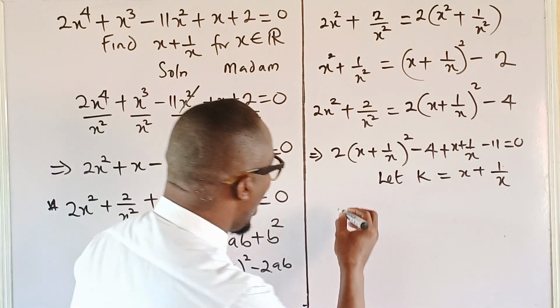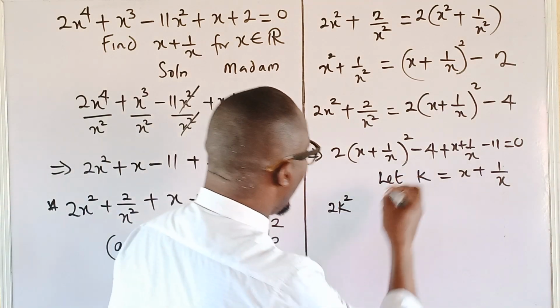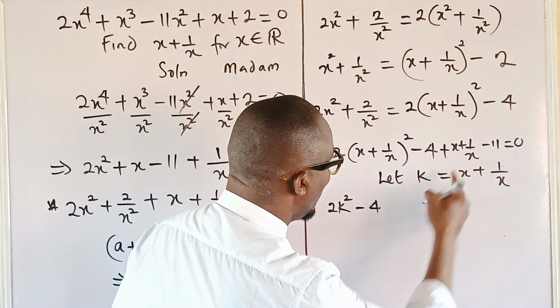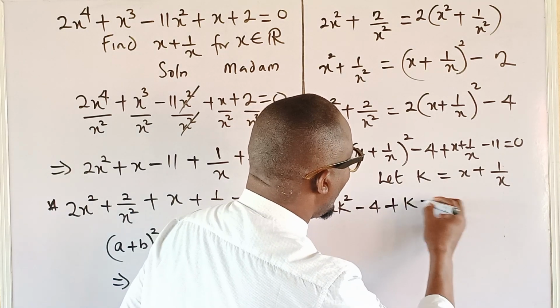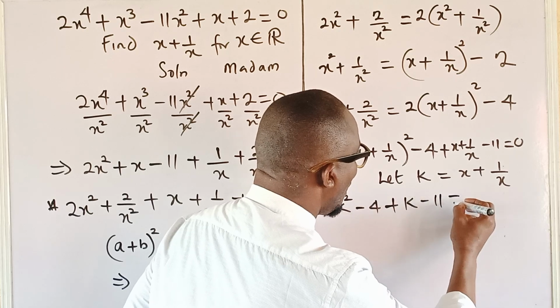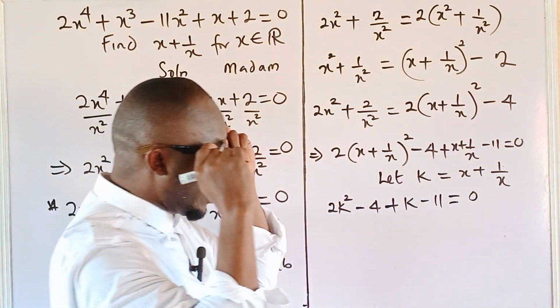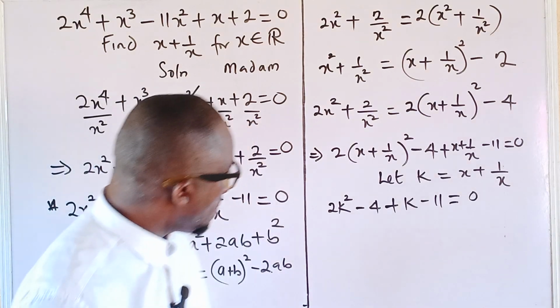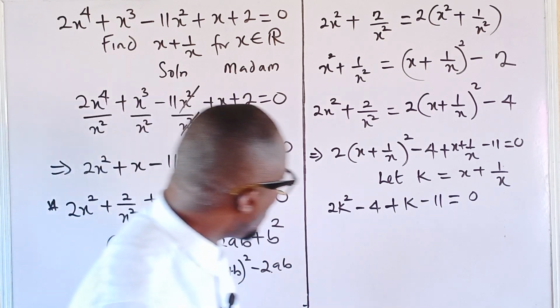So here, I'll be having 2k squared. Here, I'll be having negative 4 times (s plus 1 upon s), which is k. I'll be having k. I'll be having negative 11. Everything equal to 0. Now, this is a quadratic equation. We can clean it up.